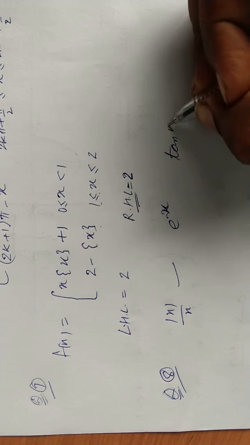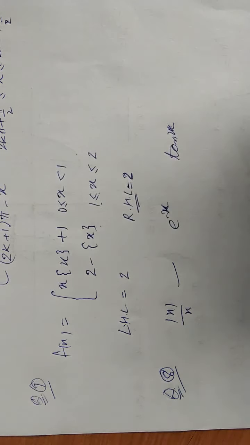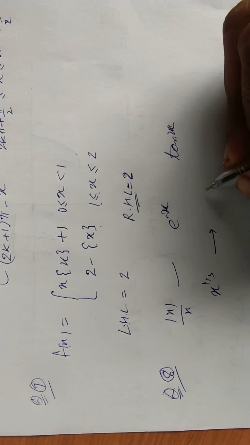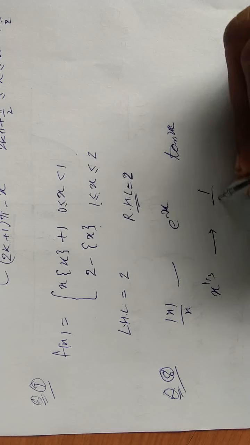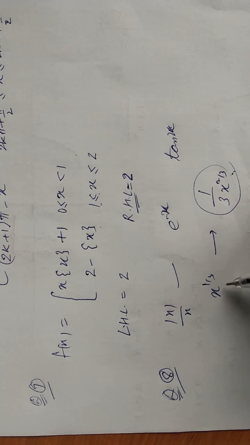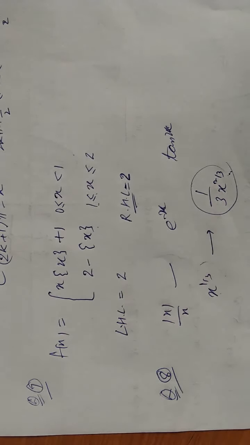tan x is always differentiable within its domain. Let's talk about x power 1 by 3. So differentiating this, we get 1 by 3 x power 2 by 3 in the denominator. So this is not differentiable at x is equal to 0. But x is equal to 0 lies within its domain. So this is our answer. Moving on to the next question.